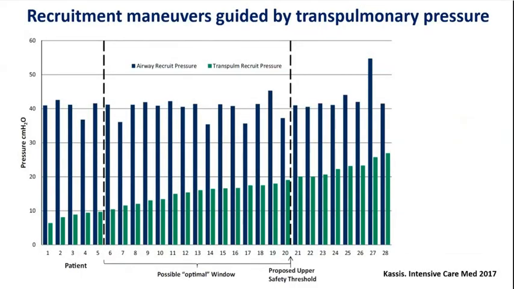setting. This was already mentioned by Professor Talmor, that when we apply 40 centimeters of water to everybody, some patients have a very small transpulmonary pressure, probably not enough to recruit the collapsed lung, and a few patients have a too large transpulmonary pressure, probably dangerous for the aerated lung. So the goal would be to target a transpulmonary pressure, I don't know, between 10 and 20 or between 15 and 20 centimeters of water.